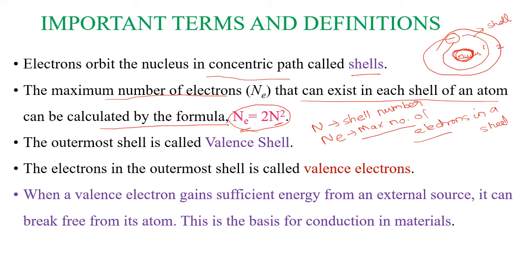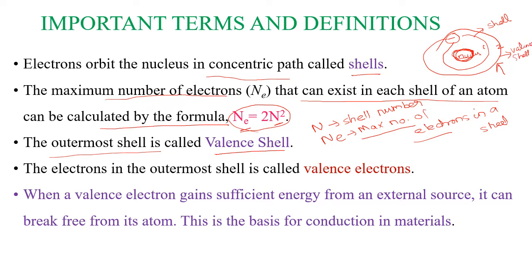And then what is the valence shell? The outermost shell is called the valence shell. In this picture, this is the outermost shell, and that is called the valence shell.